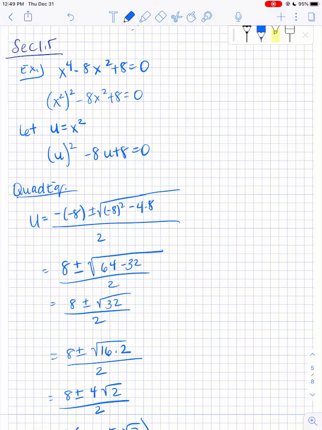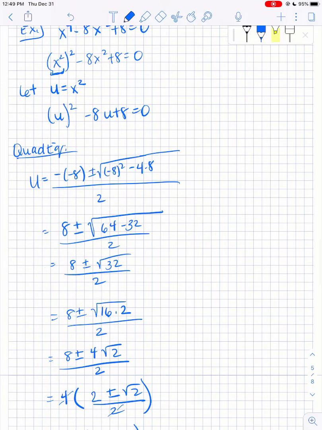Now we have a quadratic form. So I have u squared minus 8u, because my u is x squared, plus 8 equals 0. So I do that to achieve that quadratic form, basically. And so whatever's inside here, that's going to be my u. So now I could go ahead and do the quadratic equation for this one because x factoring doesn't work. So I have u equals negative times negative 8 plus or minus negative 8 squared minus 4 times 8 over 2.